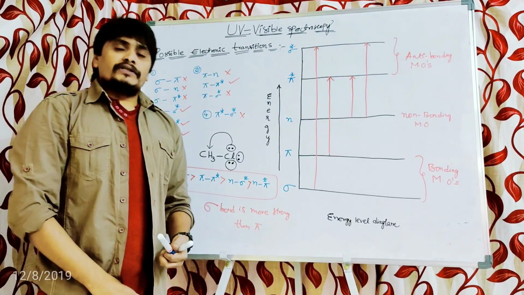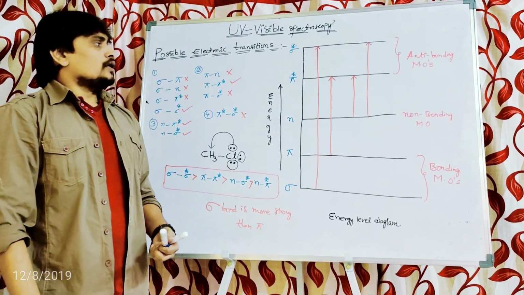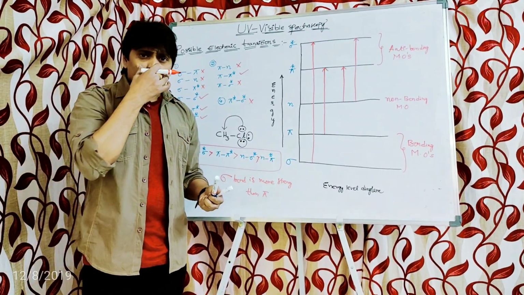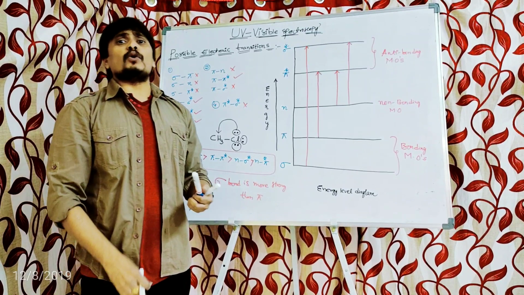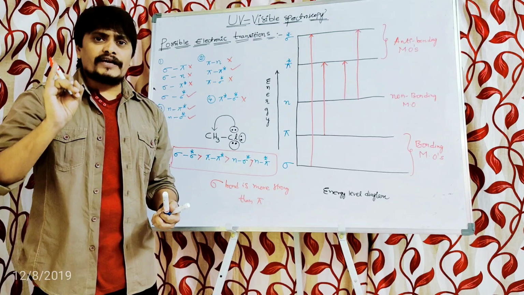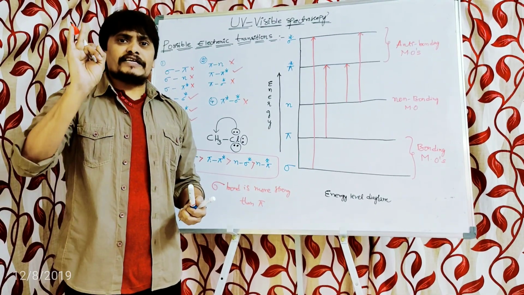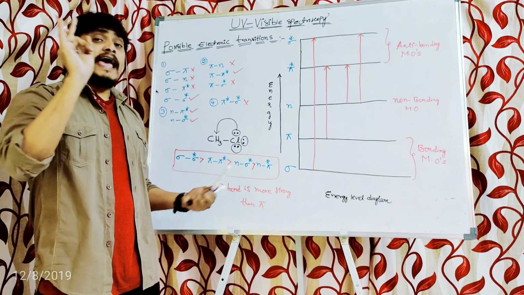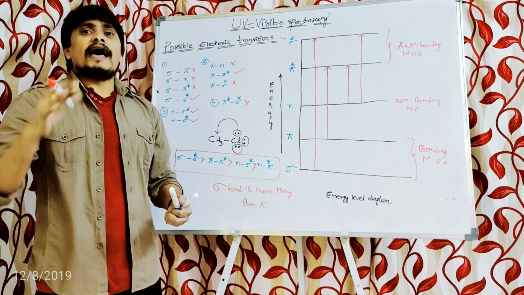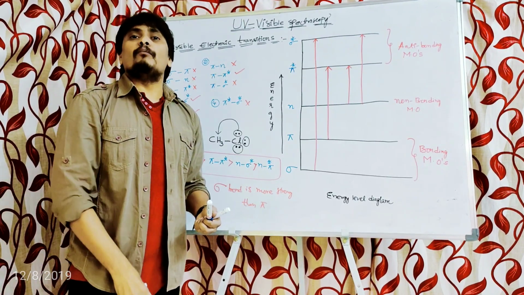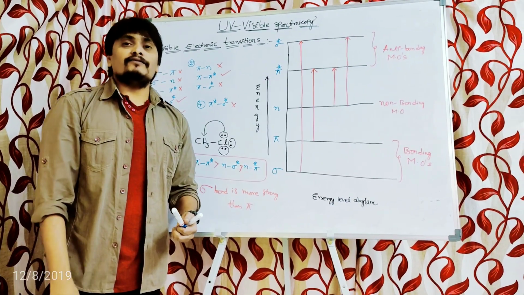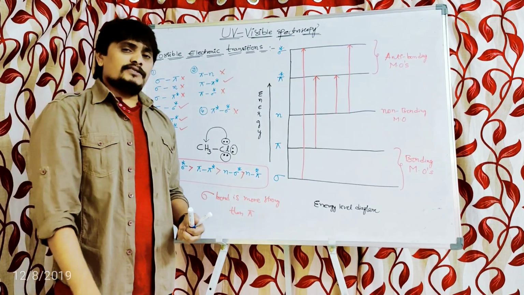I hope you understood this topic, students. So expected combinations are so many, but among all the expected electronic transitions, only 4 electronic transitions are possible. The one is sigma to sigma star, the next is pi to pi star, the next is n to sigma star, and the final one is n to pi star. And why the sigma bond is stronger when compared to the pi bond, I have already explained in this particular video, right? I hope you understood this, right?